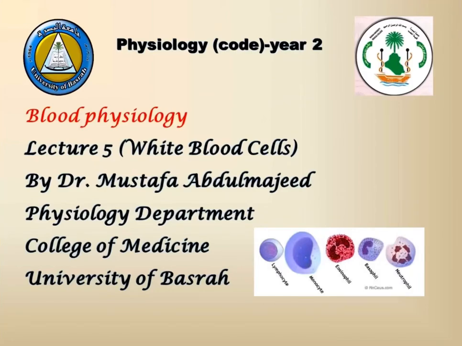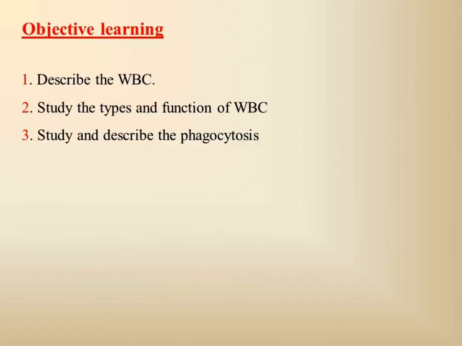Hello everybody. Today we are talking about lecture 5 of blood physiology. The second cellular element of blood is the white blood cell. Before we talk about this, we need to know the learning objectives of this lecture. We will discuss and describe the white blood cell, study the types and functions of white blood cells, and finally study and describe phagocytosis.